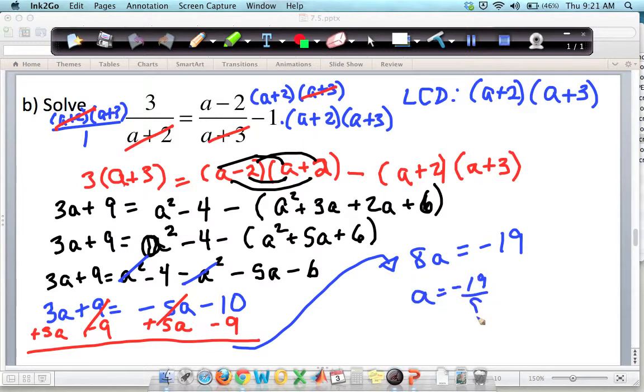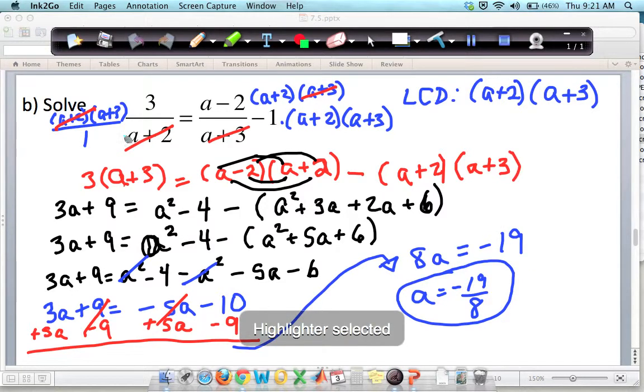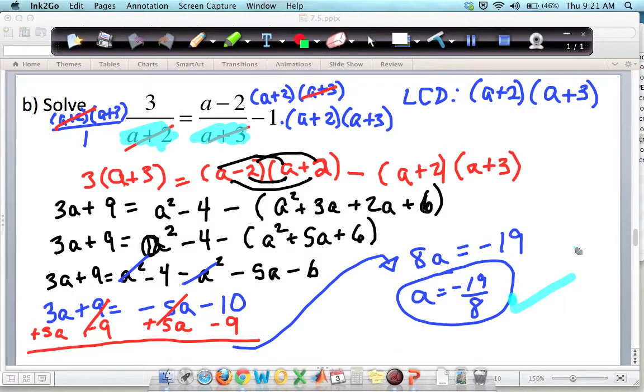And then just check, if you're putting an answer like this in MyMathLab, do they want it as an improper fraction like this or as a mixed number? Now remember, I just need to go back and make sure this doesn't make my denominator equal 0. If I look at my original denominators, a plus 2 and a plus 3, if I plug in negative 19/8, neither one of these would be 0. There's no way negative 19/8 plus 2 would be 0. So this checks, it's okay. We'll just put a check mark to show I've checked it.